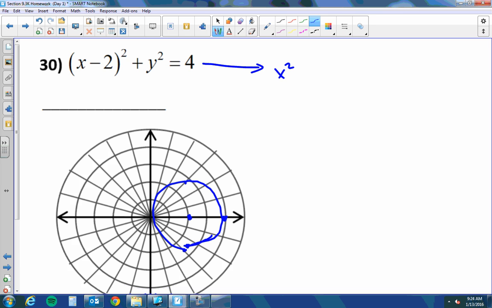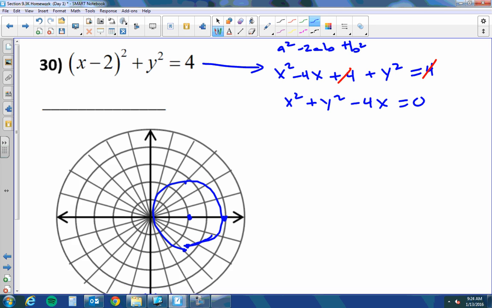When you FOIL that out, the formula goes a² - 2ab + b². So you do the middle term, 2 times x doubled is 4x, plus b² is 4, and then you have the y², and then you have the equals 4. And then the 4s just go away. You subtract 4 from both sides. They're gone. So you get x² + y². I'm regrouping it, rearranging it. Because then that is just what?